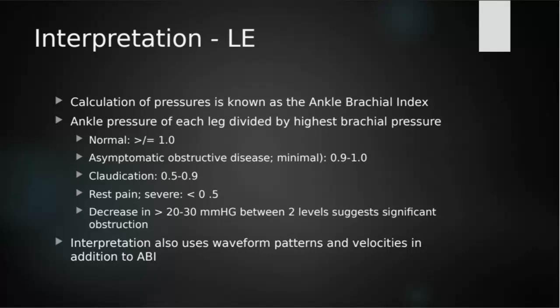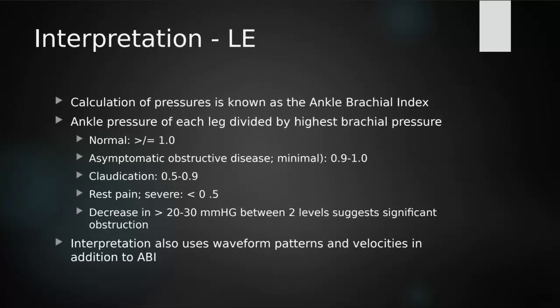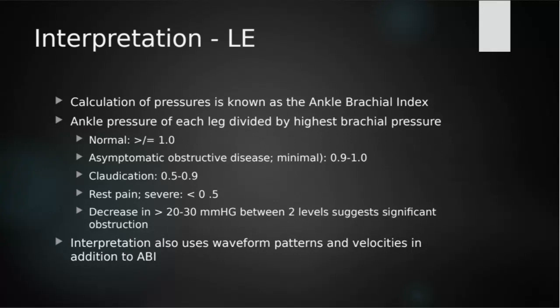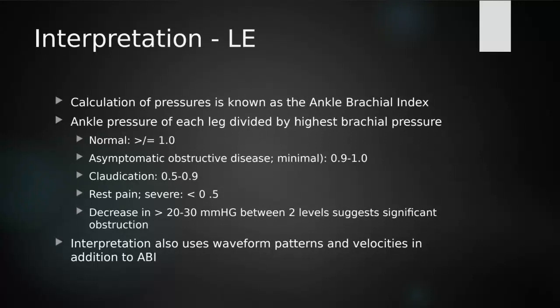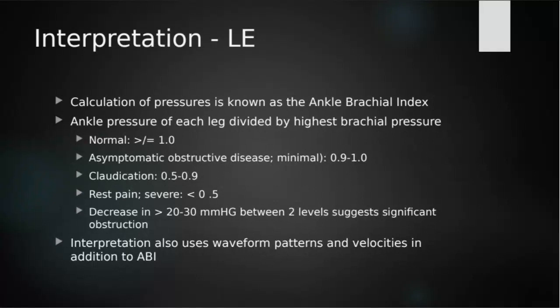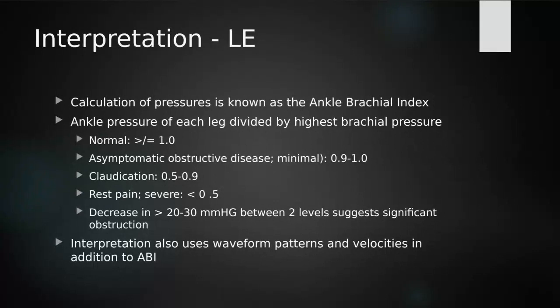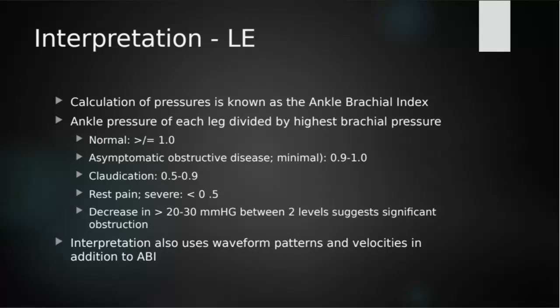And anytime we see a decrease of greater than 20 to 30 millimeters of mercury between two levels, that's going to suggest significant obstruction. So if the pressure reading at the above knee cuff is, say, 110, and then the pressure reading at the high thigh cuff is, say, 70 millimeters of mercury, we are going to say, okay, there is some sort of blockage that is occurring between these two levels. So we're talking about a 20 to 30 millimeters of mercury decrease in pressure between two consecutive levels.